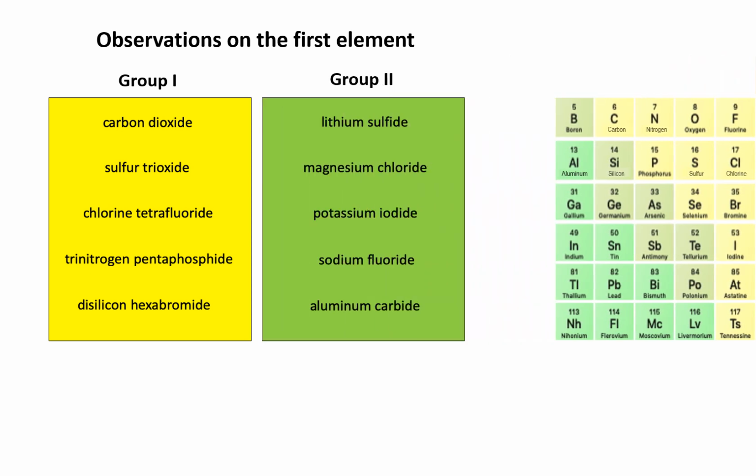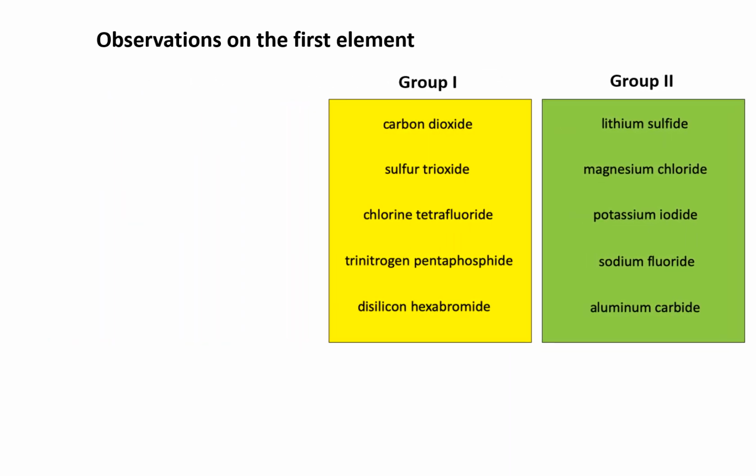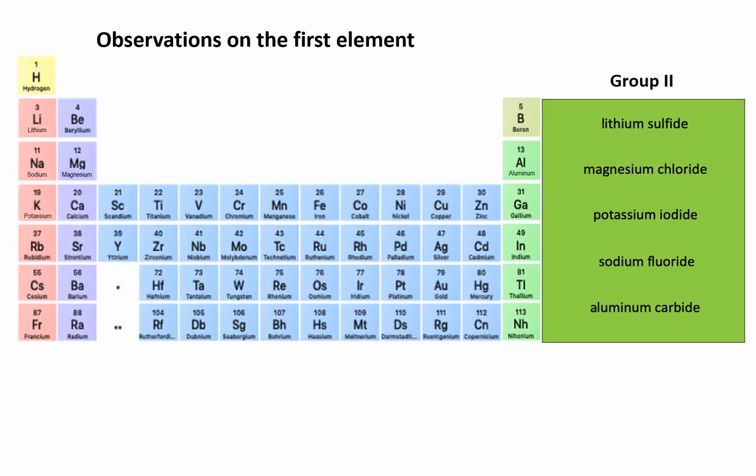Now on to group 2. In group 2, the first element is a metal and there are no prefixes to contend with. Let's pull out the relevant side of the periodic table and go through the names one by one, matching them with those on the periodic table. Lithium matches lithium. Magnesium matches magnesium. Potassium matches potassium. Sodium matches sodium. And aluminum matches aluminum. Once again, we note that the names of the first elements match those on the periodic table.